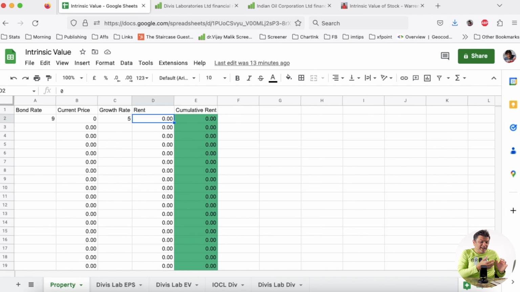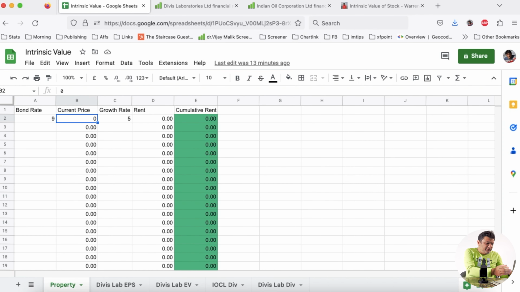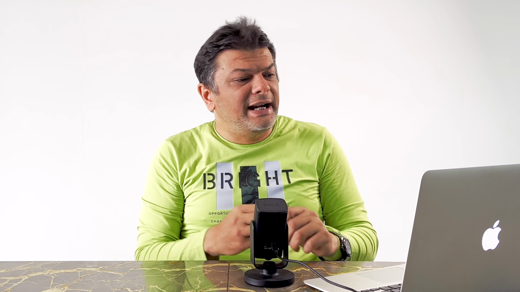So what is the growth rate of the alternate investment that we are making instead of the bond rate, what is the value that we are getting out, and cumulatively how much we are getting over a period of time. Let's say that we invest 10 lakh rupees into a property. Generally the property rent is close to 4 or 5% for residential property, and 7-8% for commercial property.